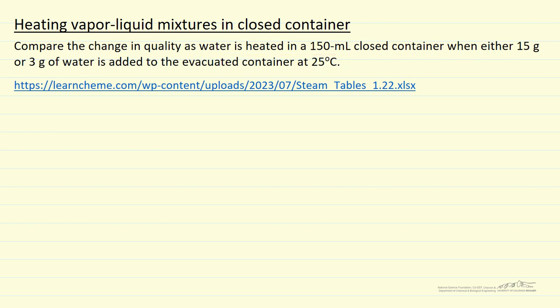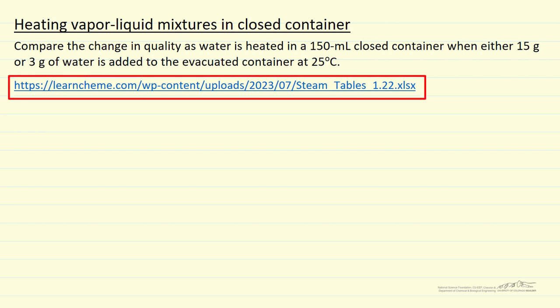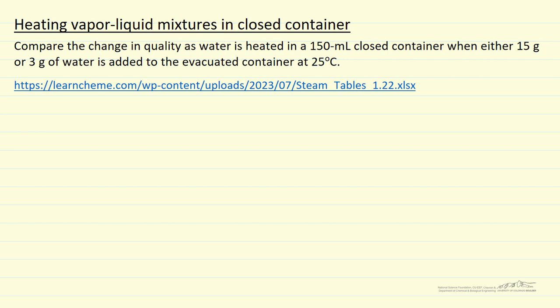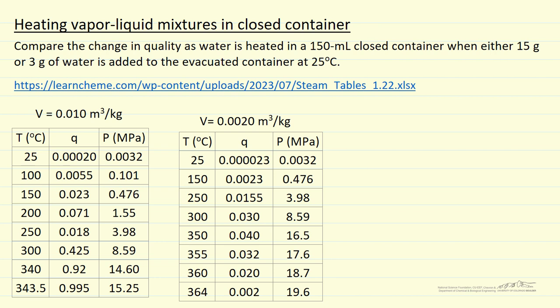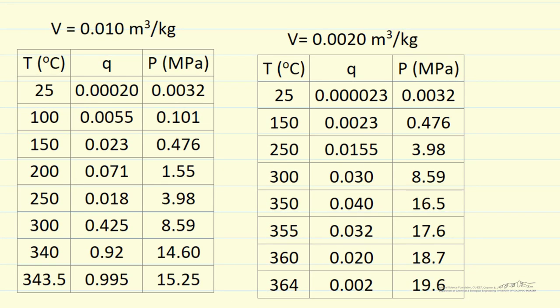Now I'm going to use steam tables, and the steam tables are on the LearnChemE site, a spreadsheet, to do the calculations. So let me show you the calculations, and I'll show you how I got these values. The table on the left is when we add 15 grams, so 150 milliliters divided by 15 grams and converted to cubic meters per kilogram gives us a specific volume of 0.01. And what I've calculated at various temperatures, as we've added heat to the system, is the quality at that temperature. Let me show you how that's done with the spreadsheet.